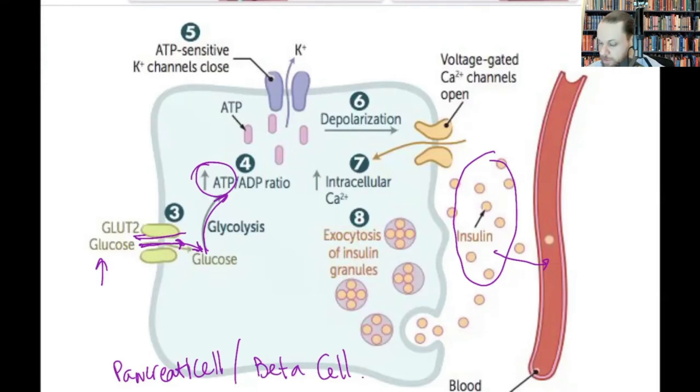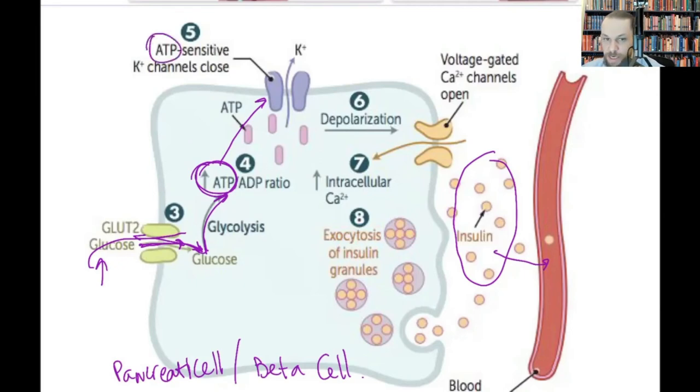of glucose that's coming in. We are making a lot of ATP. There's a boatload of ATP that mitochondria is producing. And what this does is this ATP binds to ATP sensitive potassium channels. So these are ATP gated channels.